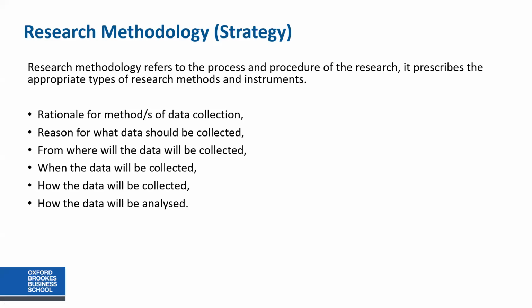So research methodology refers to the process and procedure of the research, and it prescribes the appropriate types of research methods. Research methodology, or you can call it research strategy, tries to address certain points. It tries to give a rationale for the data collection methods that you will choose.